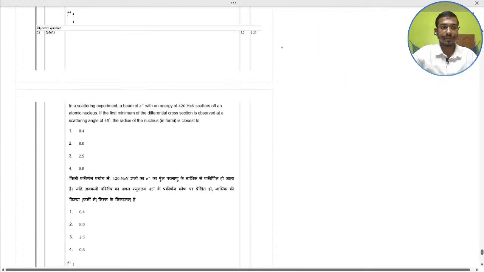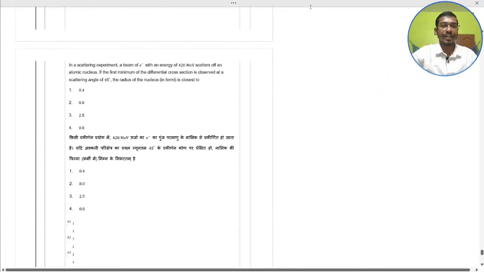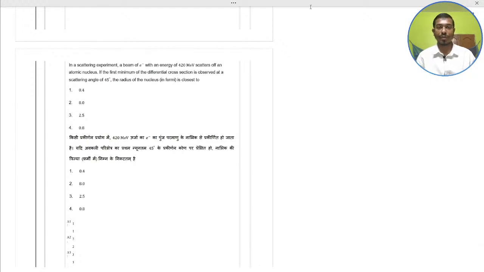Next, go ahead. In a scattering experiment, a beam of electrons with an energy of 420 mega electron volts is scattered off an atomic nucleus. If the first minimum of the differential cross section is observed at a scattering angle of 45 degrees, the radius of the nucleus is closest to what? Question number 73.